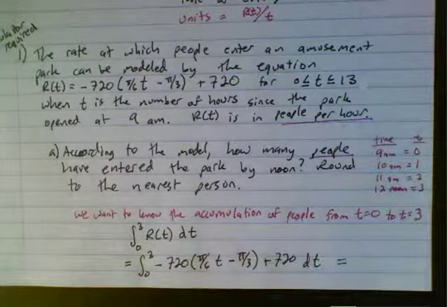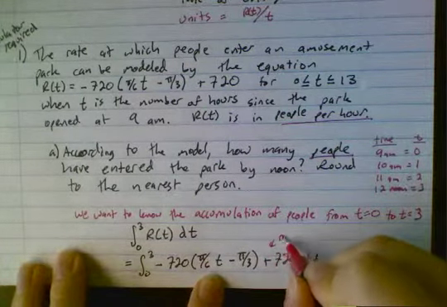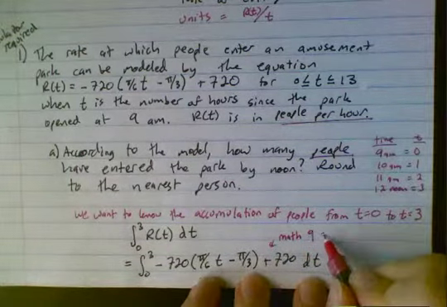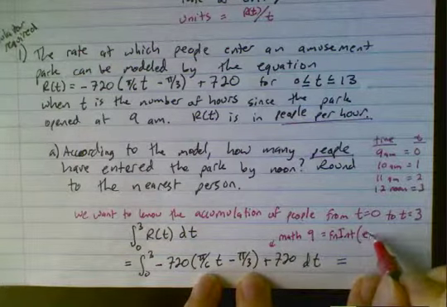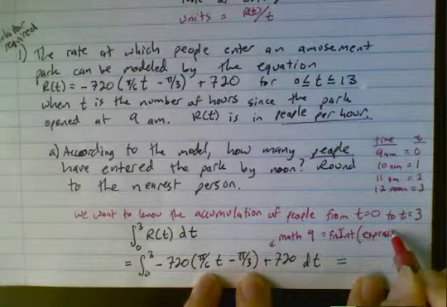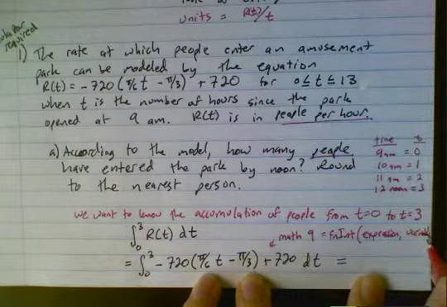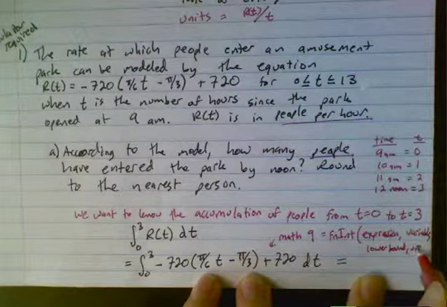Now the nice thing about this is that we can just pop it in our calculators. So this is going to be Math 9, which is finite integral: expression, variable, lower bound, upper bound.